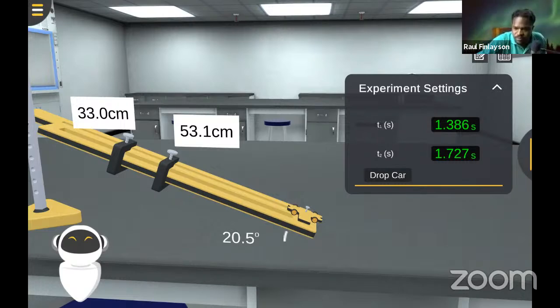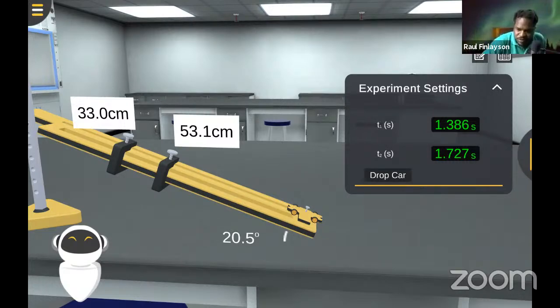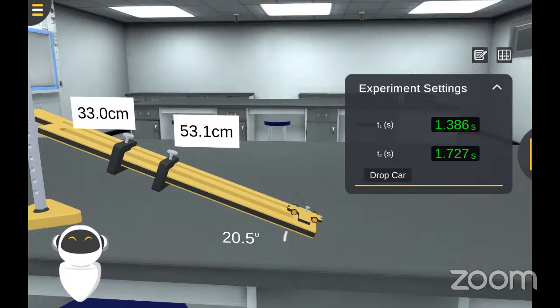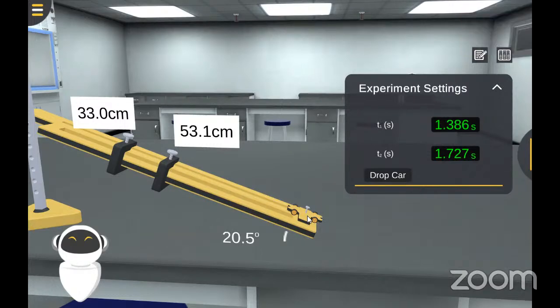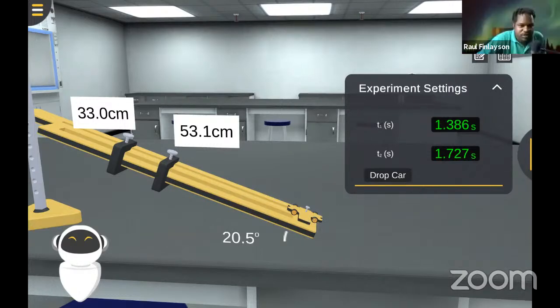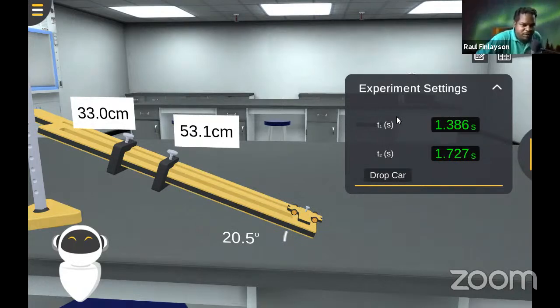So let's put 1.386 for now, and then we change it afterwards. Because for the lab, the errors are something else that they look at as well. We'll work out the error afterwards. So T1 is 1.386, T2 is 1.727, and now we're going to subtract that. What time do you get when you subtract that?